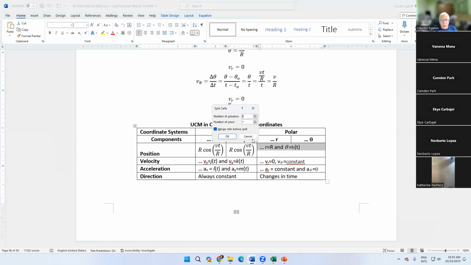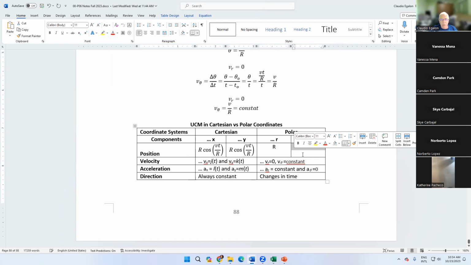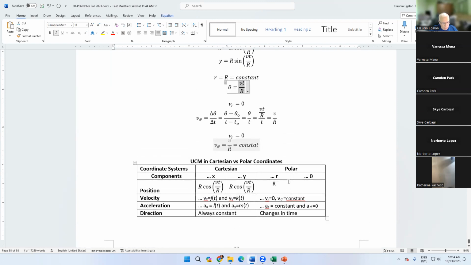Split cells, 2 columns, 1. Okay. And now this, I already put it, the big R, capital R. Here, what I put, we found out what the theta was, right? Theta is VT over R. I think I got one more. Nah, it doesn't look good, right? Here you go.